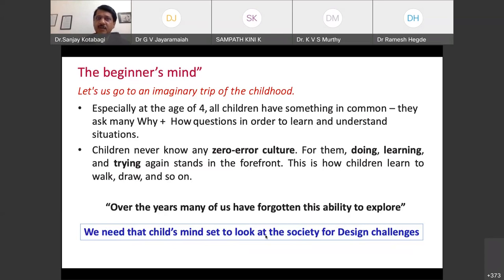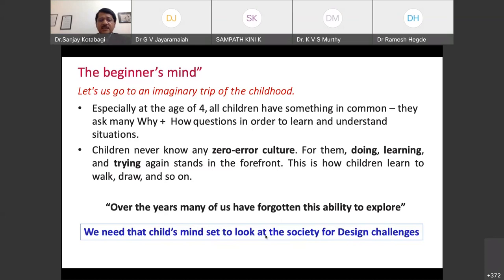But we never had that fear of error, or what would happen if we ask this question. That's what we call a zero error culture. And they used to learn, do, learn and try again and fail. And then from that failure, they used to learn. And that is what should actually get activated in us, or help the students to activate this particular quality when they go in search of the challenges.